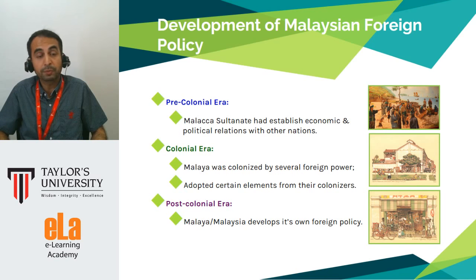And basically, the foreign relationship also continued during the colonial era, where we were conquered by the Portuguese in 1511, followed by the Dutch, and then the British, and we also had a short period of colonization by the Japanese. During these periods of colonization, we also adopted certain elements from their approach or policy in dealing with foreign countries. And of course, after we got independence in 1957, the Malaysian government has taken its own way of conducting foreign affairs at the international level.